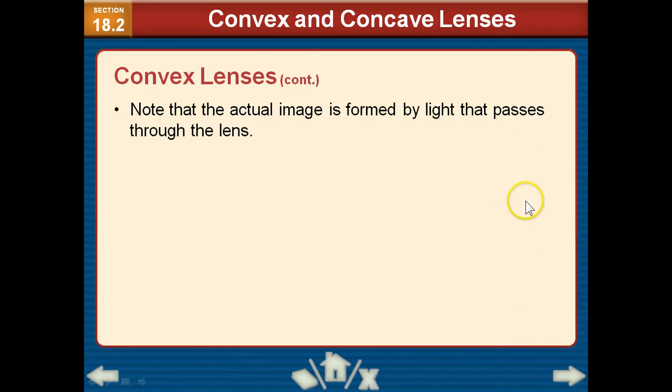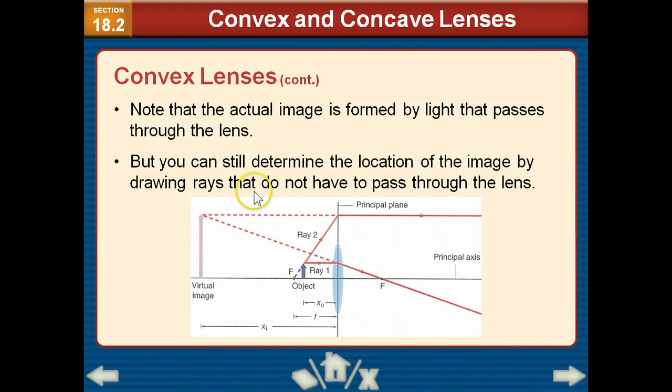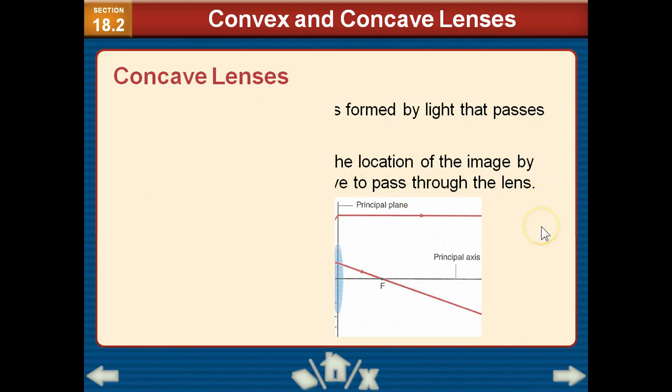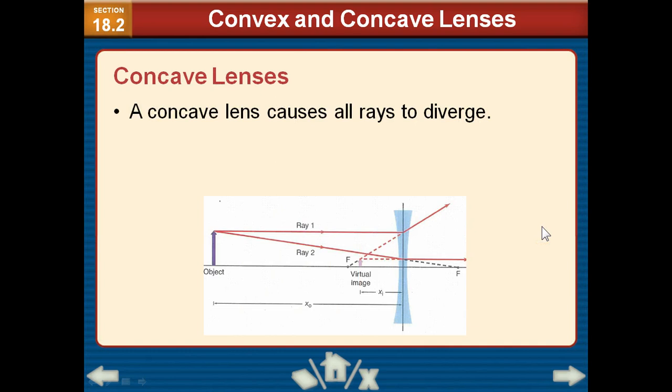Okay, so that's the convex lens. Again, you can determine the location by drawing the rays. Okay, so now let's look at a concave lens. What happens with a concave lens? Well, again, the ray that goes in that would have passed through the focal point on the far side gets angled so that it comes out of the lens parallel to the principal axis.